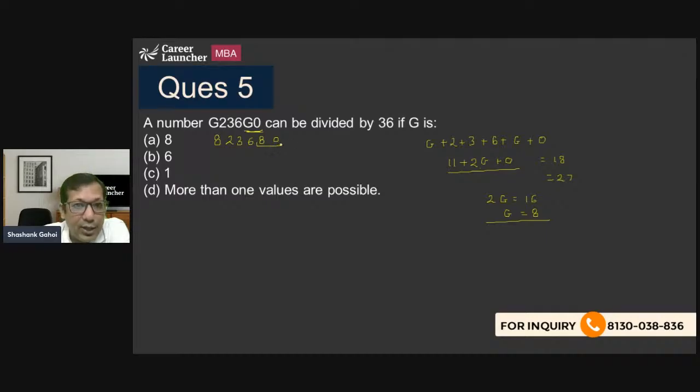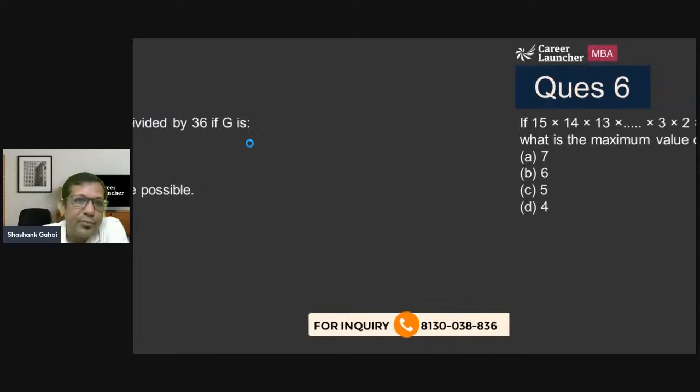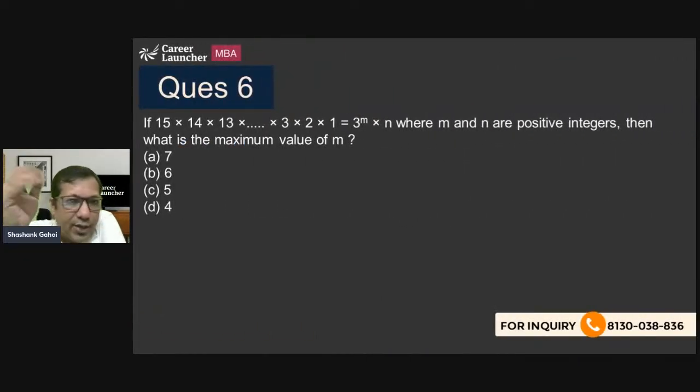Now check the last two digits. Are they divisible by 4? Yes, it is divisible by 4. It means there is going to be only one possible number, that is 8. Apart from that, if you plug in any other number, either it won't be divisible by 4 or it won't be divisible by 9. If a number is divisible by both 4 and 9, there is going to be only one possible value of G, and that's going to be 8. Okay, let's see the next one.